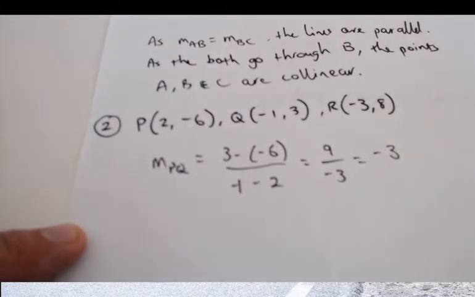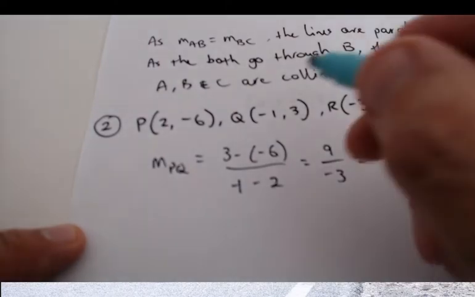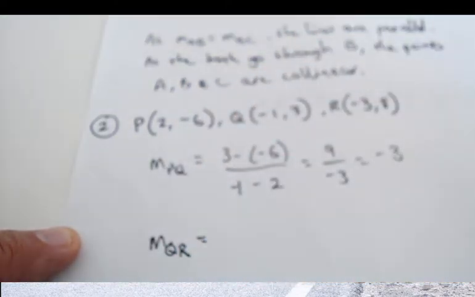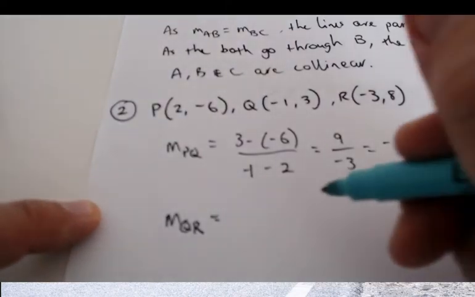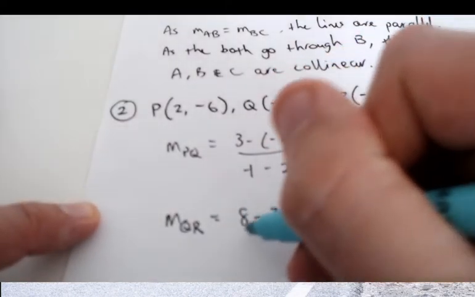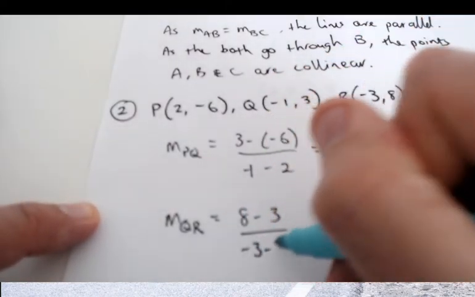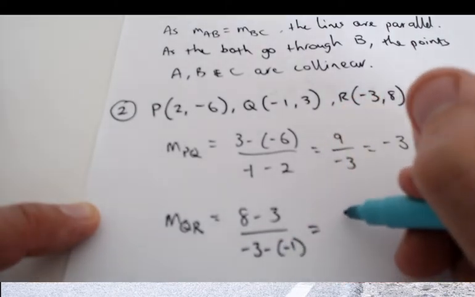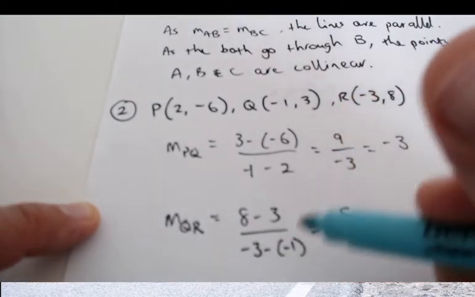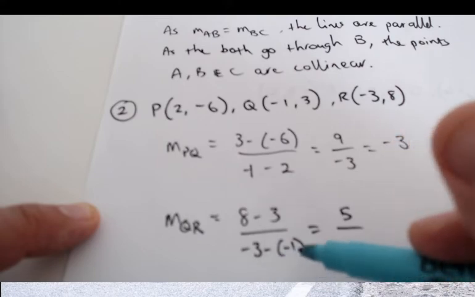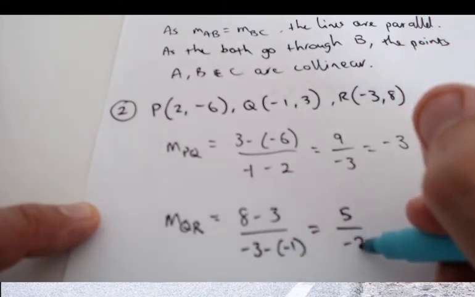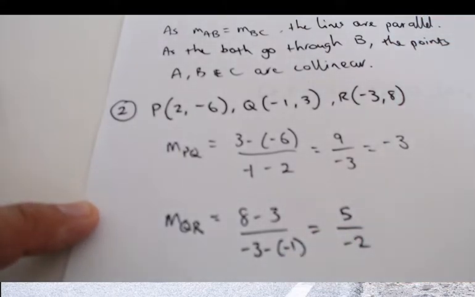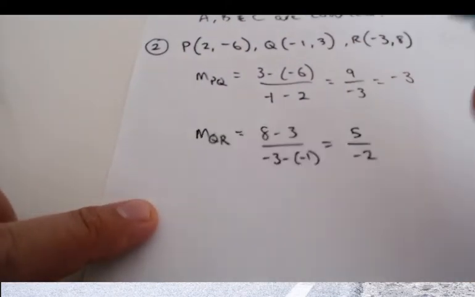I don't need to write minus 3 over 1. Minus 3 is perfect. Then I'm going to do QR. So it's going to be 8 take away 3, minus 3 take away minus 1. 8 take away 3 is 5. Minus 3 take away minus 1 is minus 3 add 1, which will give me minus 2. Okay. The gradients are not the same, so they're not collinear.